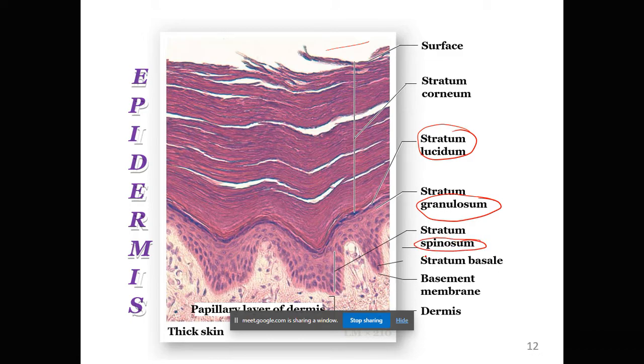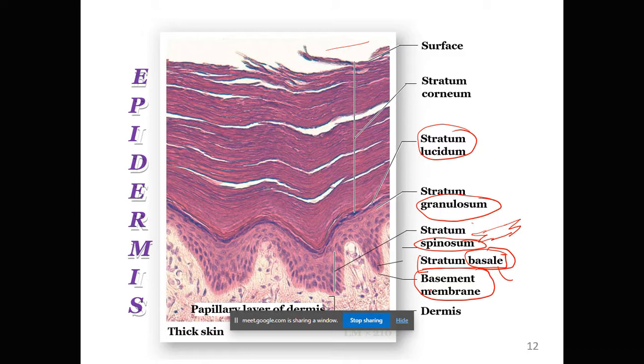So why is it called spinosum? When we take a transverse section of it, it looks like a spiny structure, cells with spine-like structures. Like this you can see the spines. This spine-like structure is observed in the cells of this stratum, that's why it is called spinosum. And as this is present at the base of the epidermis, that's why it is called basal. The shape of the cells in the basal is cuboidal to columnar. And all of these layers are based on the basement membrane.